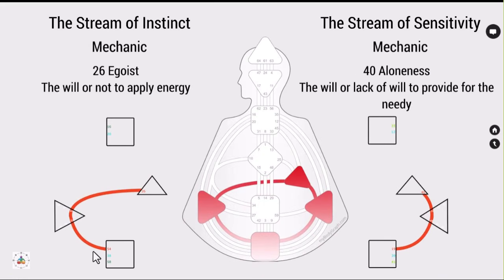So here's the stream of instinct that has an expression gate. The egoist, remember it's a control mechanism when we were studying our memory circuitry. 26 gives us the will or not to apply energy, to control memory. The stream of sensitivity, see how it says mechanic? They're mechanics of expression. The 40 is aloneness, the will or lack of will to provide for our needy. So that's another reason why you can see all of this energy, all of these people, all of this profound humanity feeding into that one ring to rule them all.